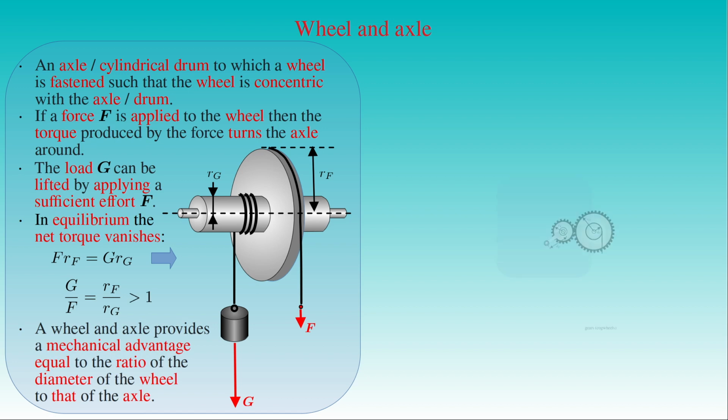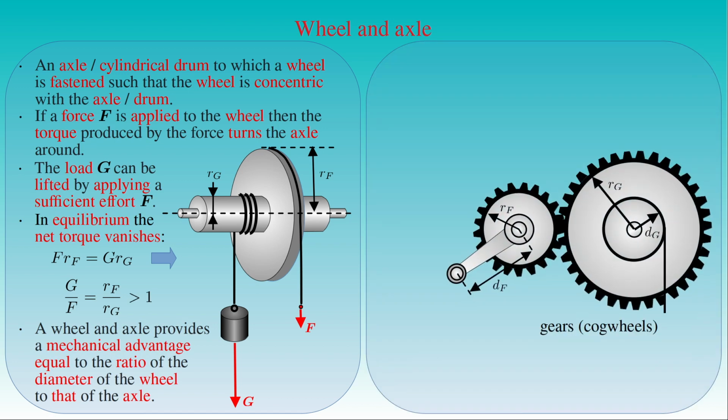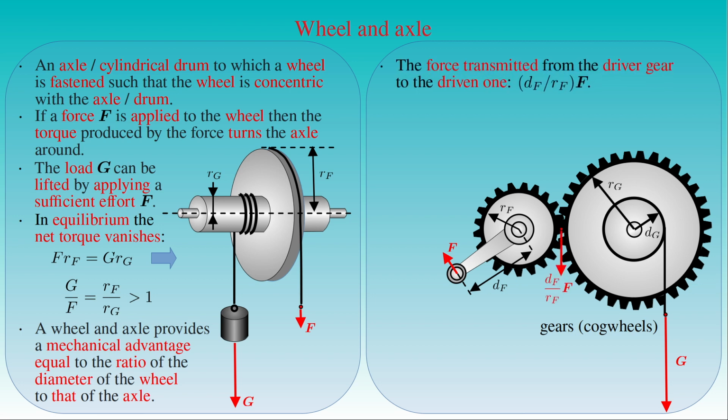Let us consider now a gear, or cogwheel, which is just a wheel and axle with teeth or cogs. In the figure we present the operation of two interlocking cogwheels, where we can see that the lever arm of the load G is given by the radius dG of the axle fastened to the driven gear of radius RG. The effort F applied on the arm fastened to the driver gear of radius RF has the lever arm dF given by the length of the arm. Here the radii of the cogwheels are the radii of their circumferential pitch or pitch circle. Then the ratio of dF to RF times the force F is transmitted from the driver gear to the driven one at the interlocking point.